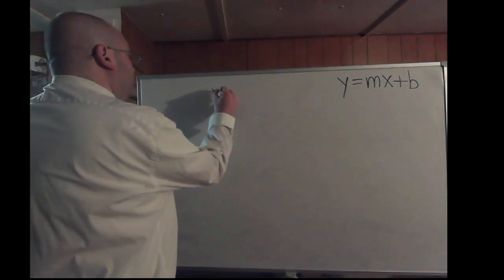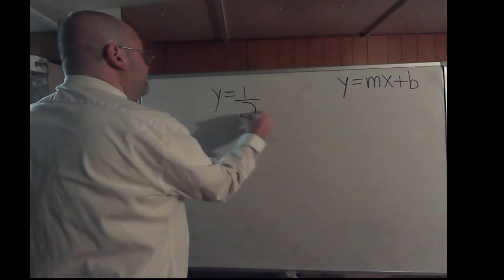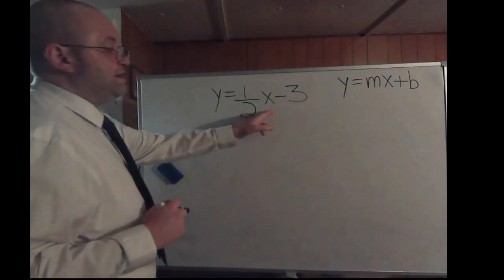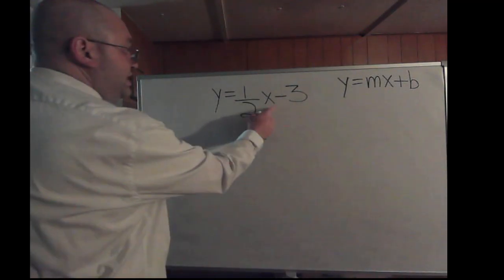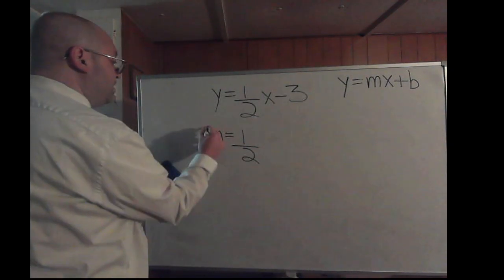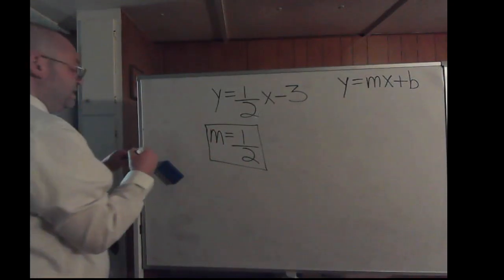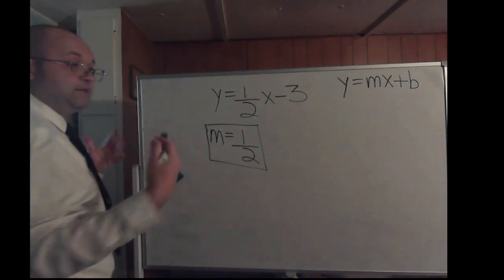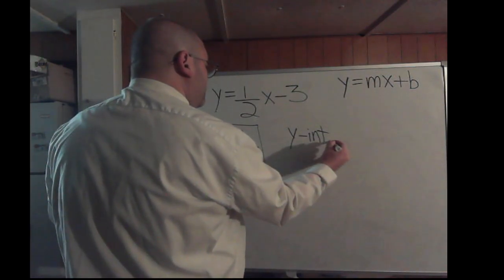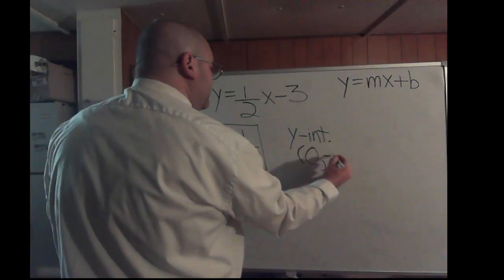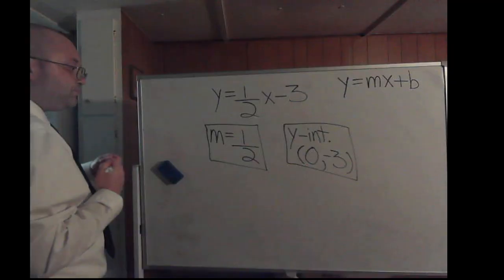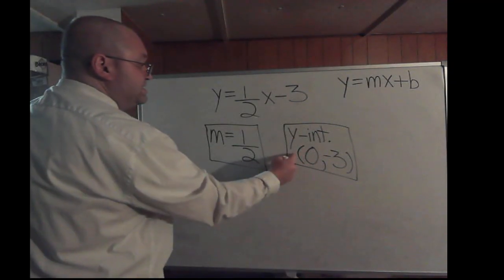Alright, we have y equals 1/2 x minus 3. So y equals 1/2 x minus 3. Well, the coefficient on the x term is 1/2, therefore your slope is 1/2. So that was easy to find. Now the constant term is negative 3. That means your y-intercept occurs at negative 3. So the coordinate of your y-intercept occurs at 0, negative 3. And that would be your answer. Slope of 1/2, y-intercept at 0, negative 3.